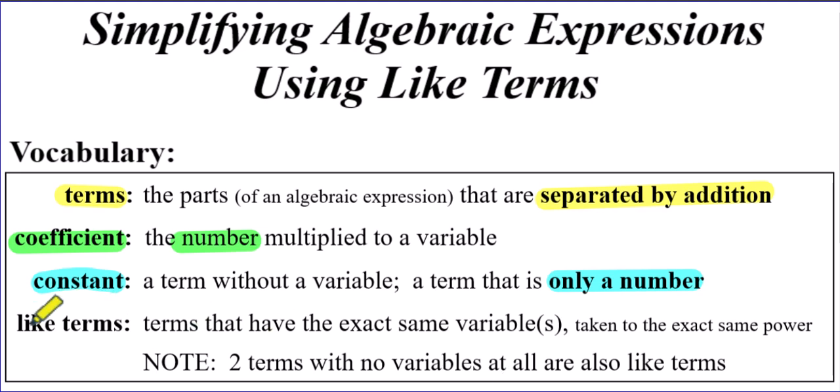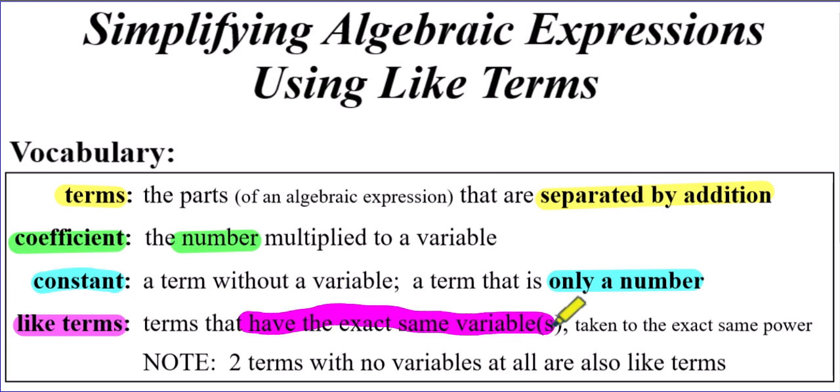Like terms, and this is the main idea of these guided notes. Like terms are terms that have the exact same variable, and it can be multiple variables. And also, they have to be taken to the same exact power. Now, I'm not going to lie to you. Exponents are not going to be a big part of the pre-algebra math grade 7 version of these guided notes, but it is something you have to keep in mind. Oh, one more thing. Two terms that have no variables at all, which would be two constants, are also considered to be like terms to each other.